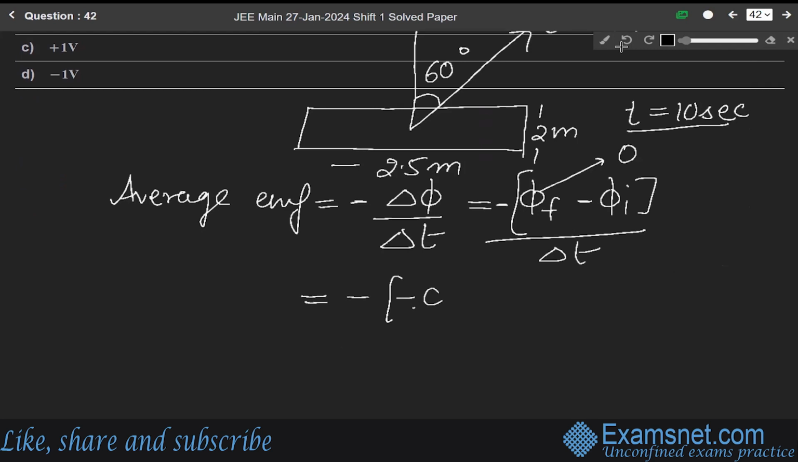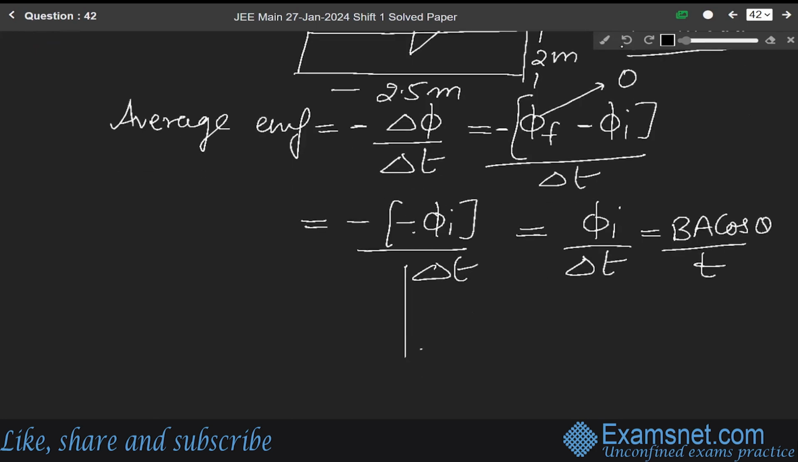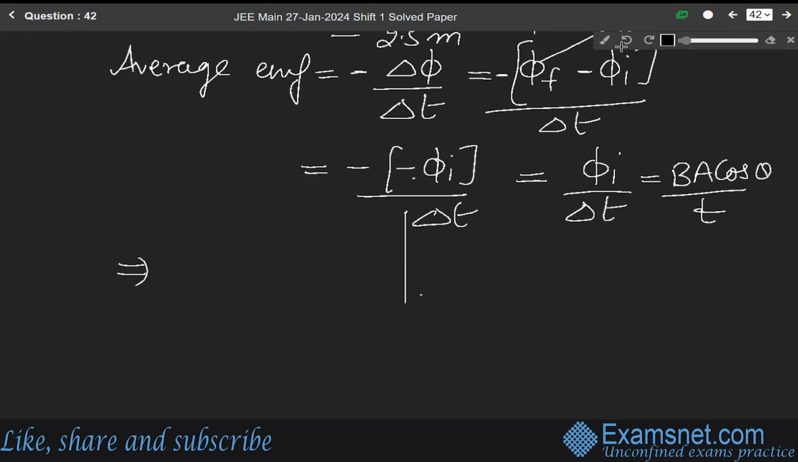So we are left with initial flux over delta T. Minus minus will become plus. So initial flux over delta T. Flux means BA cos theta over T. Okay, so B, magnetic field. Magnetic field is given as 4 Tesla.